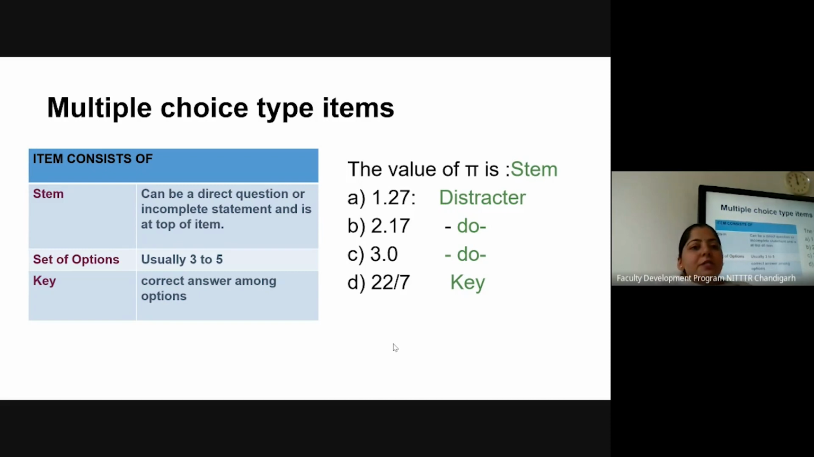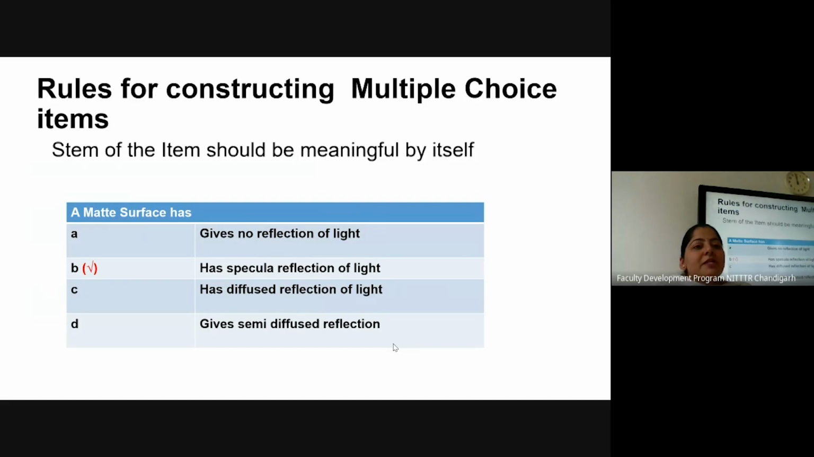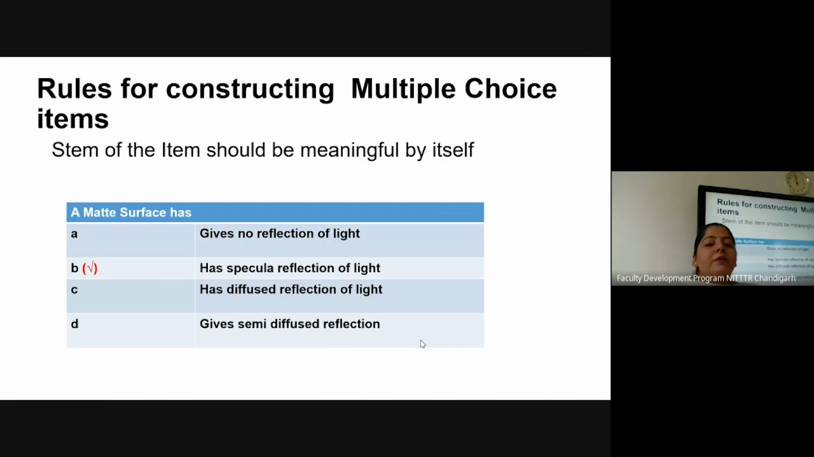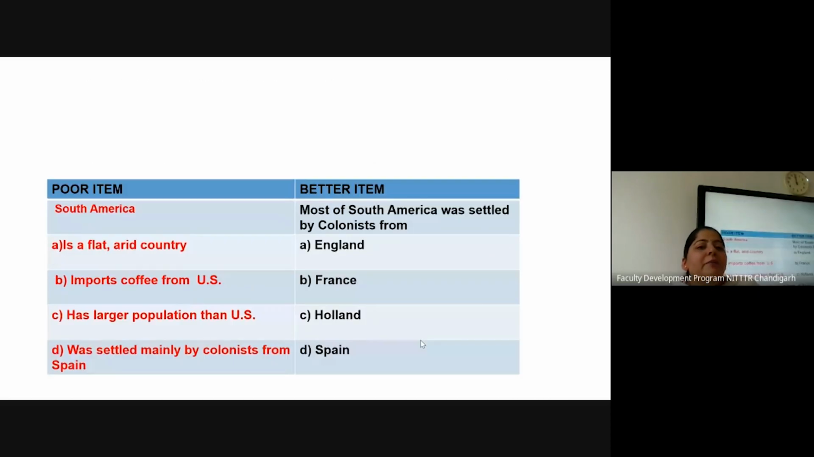So there are certain rules that we need to follow. The very first is that the stem of the item should be meaningful by itself. So the focus of the student is on reading that particular statement, developing his or her understanding, and then finding out the correct answer. For example, 'A matte surface gives no reflection of light, has specular reflection of light, has diffused reflection of light, or gives semi-diffused reflection of light.' Rather than giving this statement as a multiple choice test item, it needs to be given as true or false. So this is not a right option for a multiple choice item.